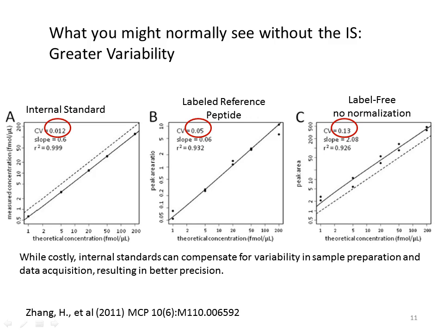So what does it buy you? This is an example of a study where the peak area of the light peptide is the same in all 3 squares, and then it is normalized in a different way in each plot. On the left side, it's normalized to an exact internal standard that's heavy labeled, and what you see is the CV is calculated at about 1%, and the R square fit is lovely.